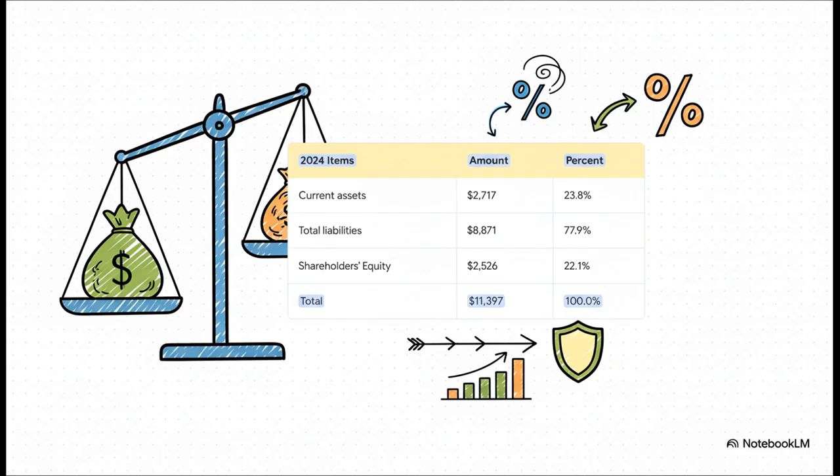Let's put that in plain English. For every dollar of stuff the company owns, about 78 cents of it is financed with debt. The other 22 cents comes from the owners, the shareholders' equity. And you know what? This confirms exactly what we suspected from the horizontal analysis. We saw equity growing faster than debt, and here's the result. A stronger capital structure, leaning a bit more on equity. It's a really good sign.